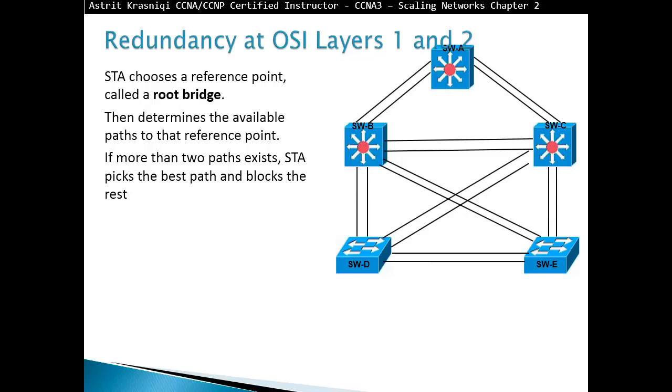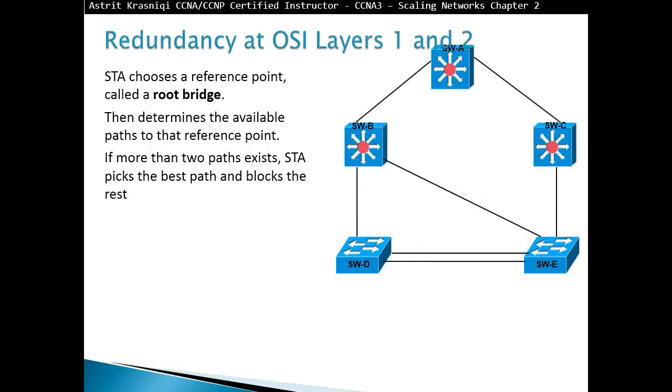Let me not go too fast. For example, we take switch A as our root bridge. We can see we have a nice redundancy here, but the spanning tree algorithm is going to block or remove any redundant paths. This is my design, but that's what the algorithm will do. It will block any paths and keep only a single path to every destination. So as you can see now, there's no redundancy and there are no loops.